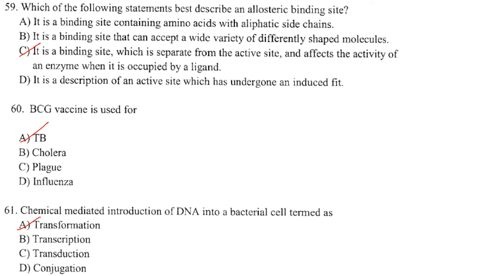Then, which of the following statements best describes an allosteric binding site? So it is a binding site containing amino acids with aliphatic side chains. So it is a binding site that can accept a wide variety of differently shaped molecules. It is a binding site which is separate from the active site and affects the activity of the enzyme when it is occupied by a ligand. That is correct. It is a description of an active site which has undergone an induced fit. That is also not correct.